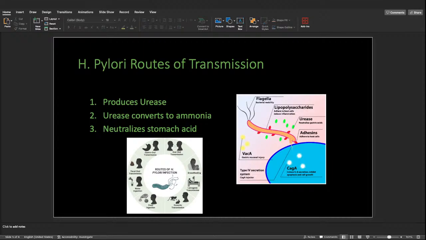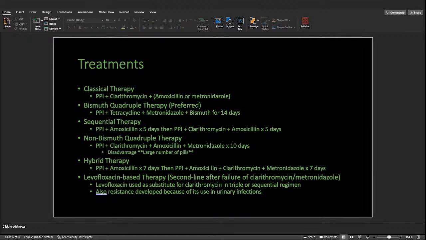Also notice that in order for it to go inside, it needs to produce urease. Urease converts to ammonia and neutralizes the stomach acid so that the bug can get inside the stomach and cause ulcers. That's just more information so you know how it does its work in the body. So let me show you the treatments here.